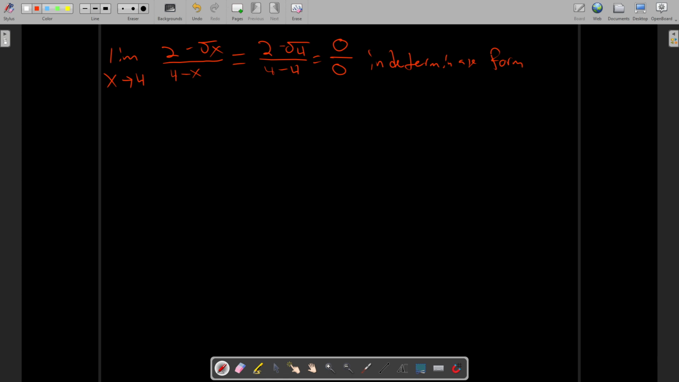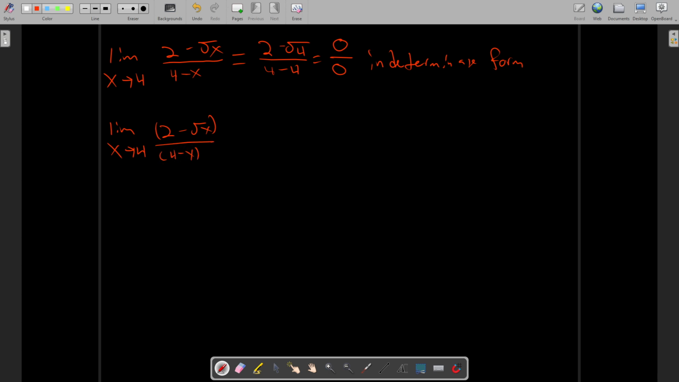So now that we have this, we can employ a method called multiplying by the conjugate. If you've done pre-calc or something with rational numbers before, you've probably heard of this, or imaginary numbers, sorry, in regards to simplifying imaginary numbers. So we have, let's put this in parentheses, (2 minus the square root of x) over (4 minus x).